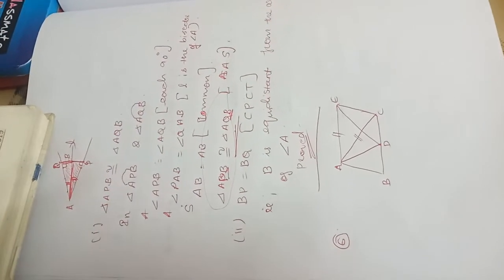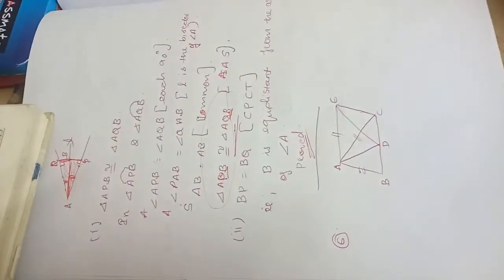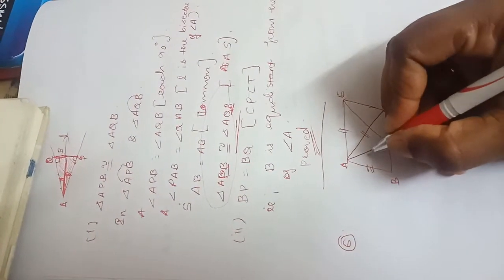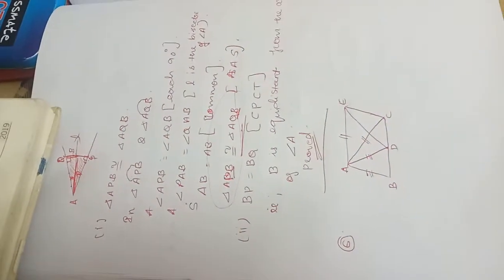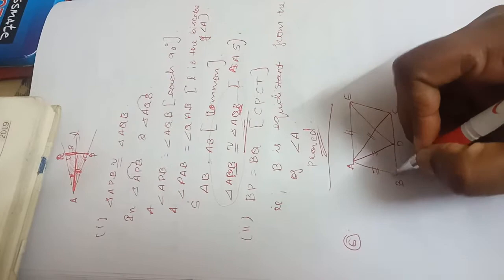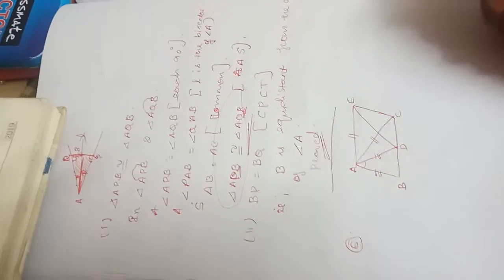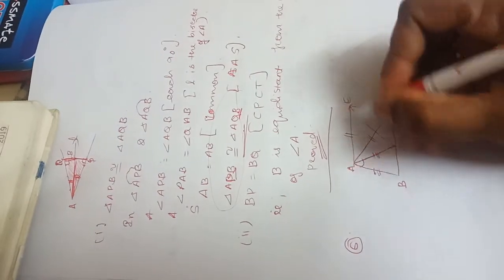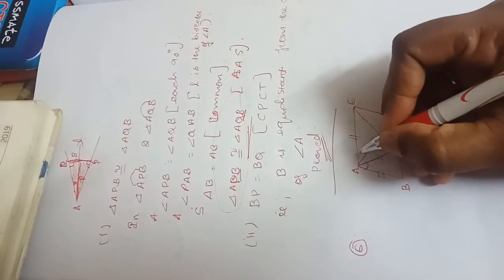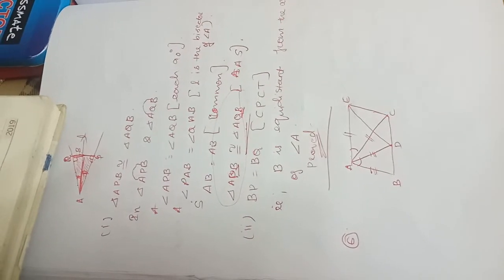AB is equal to AD. AB is this one, I'm marking it with three lines. AD is this one. These two are also equal, which is given in the question. Angle BAD is equal to angle EAC. So I'm marking this one. These two angles are equal, which is given in the question.